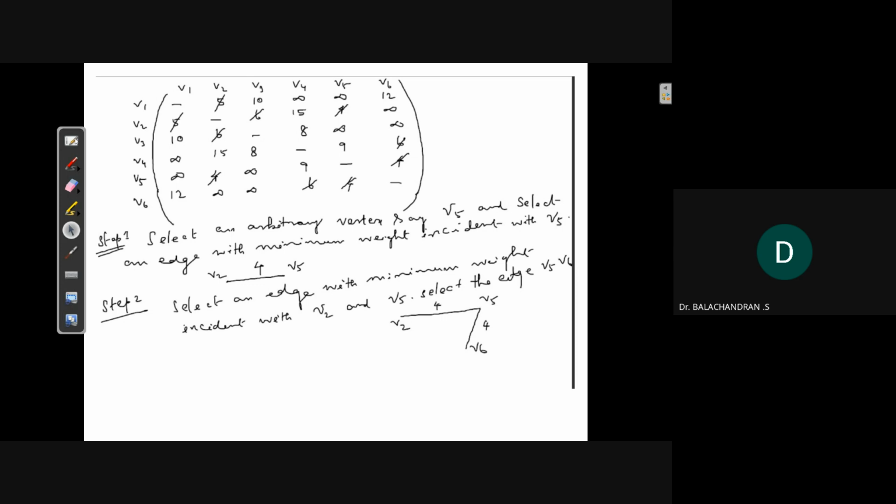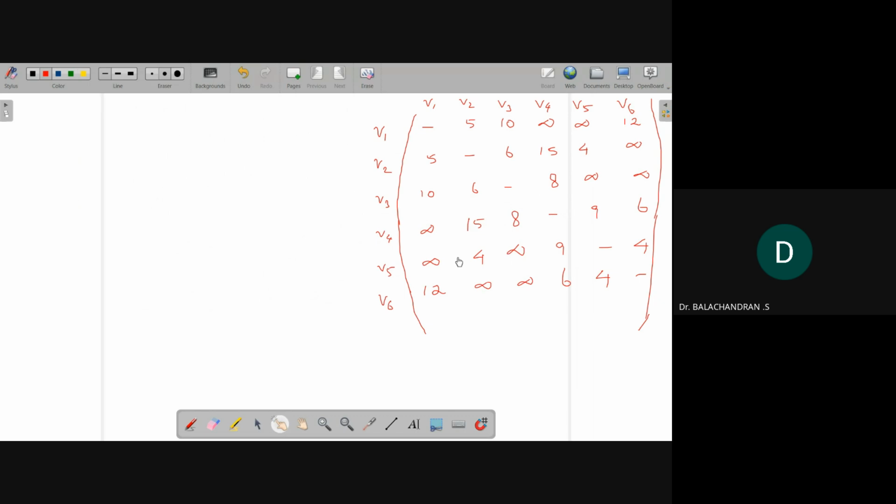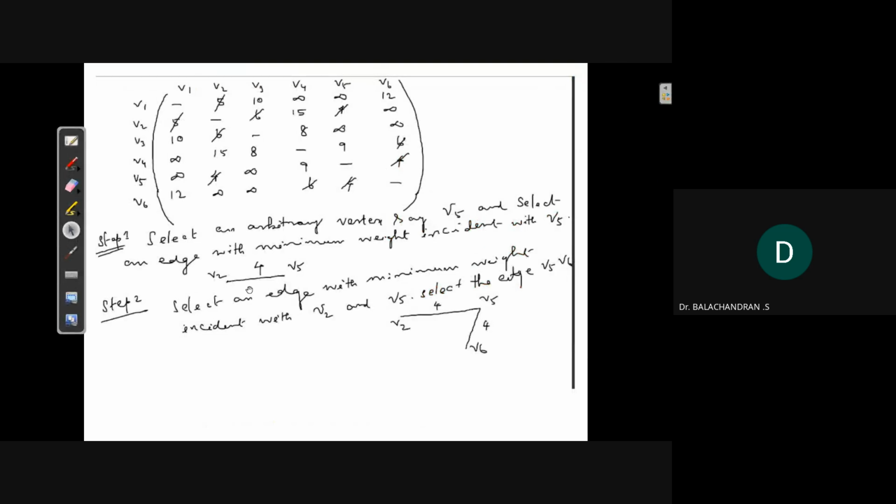Select an arbitrary vertex, say V5, and select an edge with the minimum weight incident with V5. You should draw the diagram like this, and then cross it out, because I choose this one. So you should draw this graph, V2, V5. This is step number one. Next, step number two.